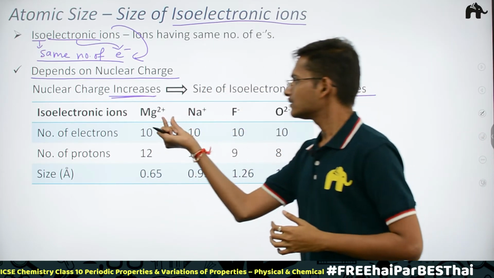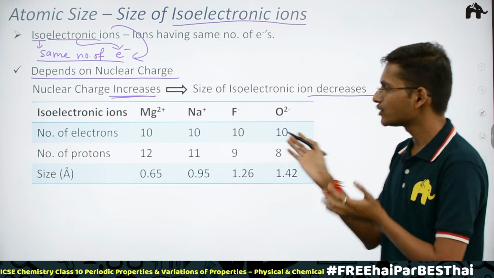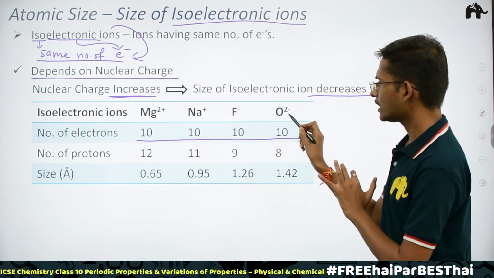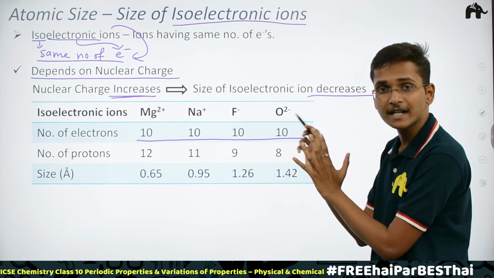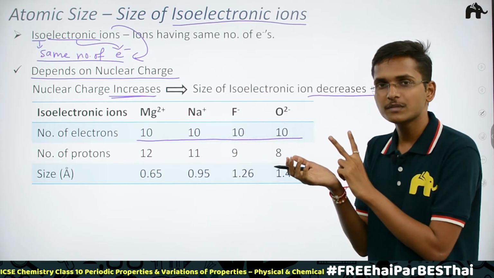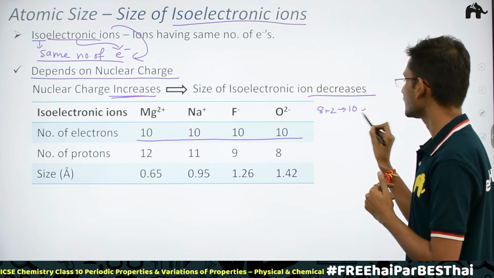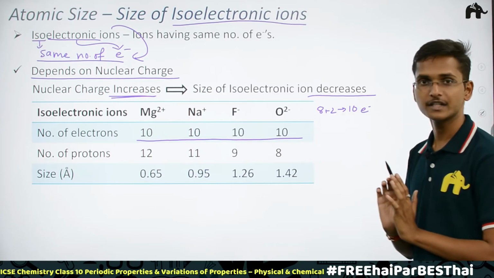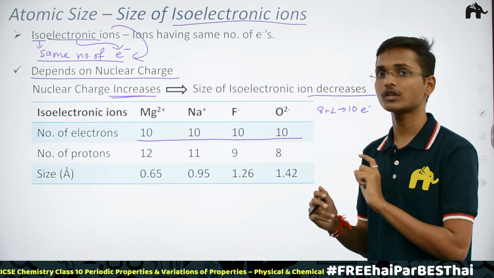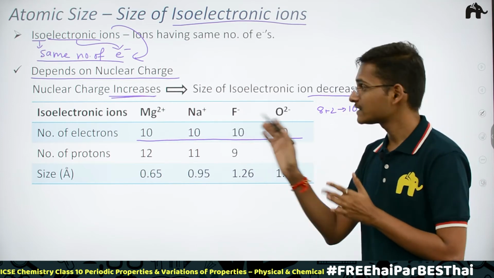Here Mg2 plus, Na plus, F minus, O2 minus are isoelectronic ions. Why am I saying they are isoelectronic ions? Because if you see, they have the same number of electrons. O2 minus: an oxygen atom has 8 electrons, but 2 minus suggests that it has 2 more negative charges than protons. So there are 8 protons and 10 electrons. Same with fluorine: 9 protons, but the negative charge suggests that 1 more electron is present, so 10 electrons.